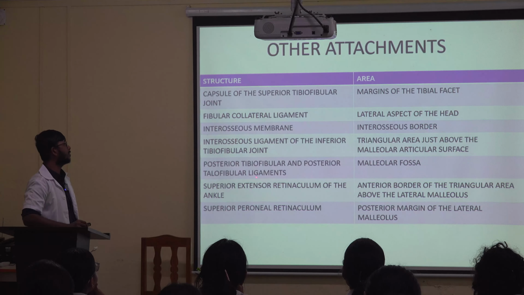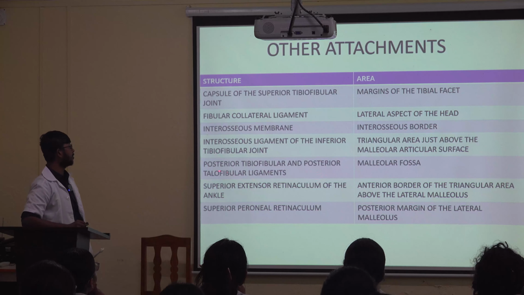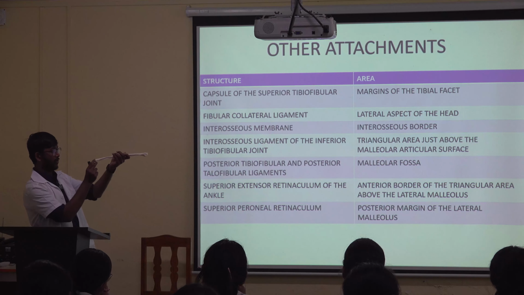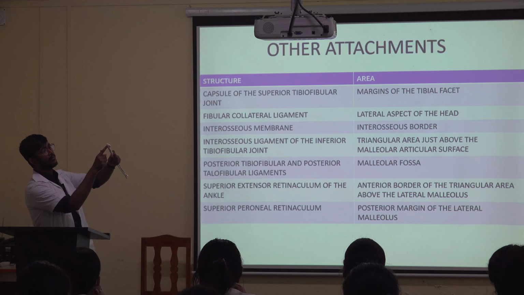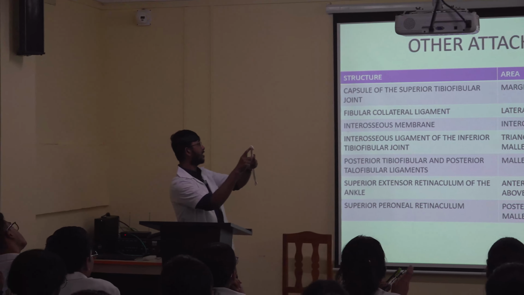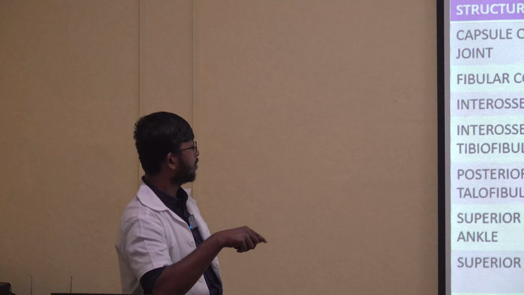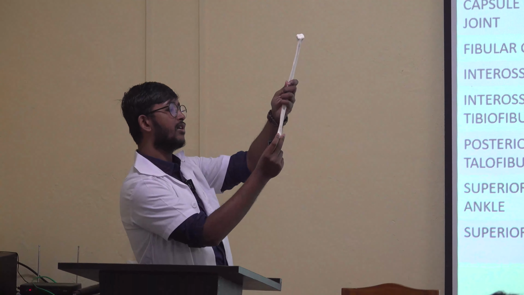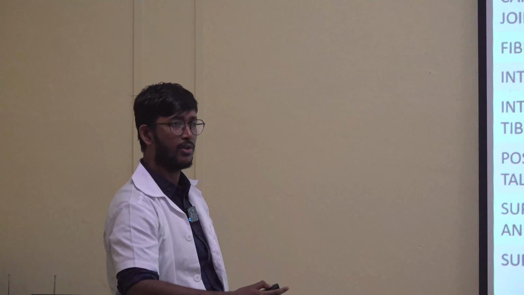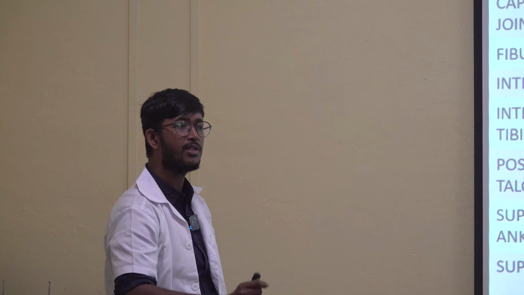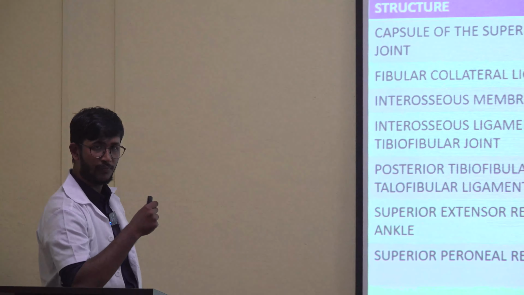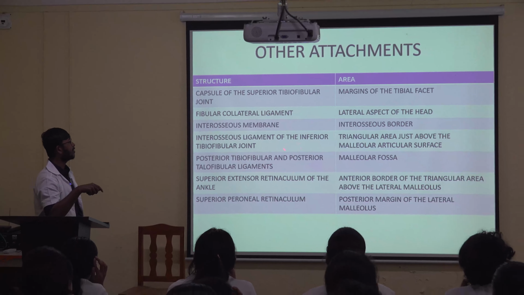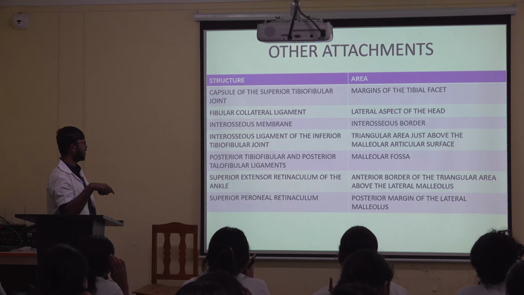So the posterior tibiofibular and posterior talofibular ligaments are present at the malleolar fossa. So this is the malleolar fossa. Posteriorly at the malleolar fossa we are having the ligaments for the tibiofibular joint as well as the talofibular joint. Talofibular means the talus also forms a joint with the fibula to form the ankle joint. So surrounding that there is a ligament present at the malleolar fossa.